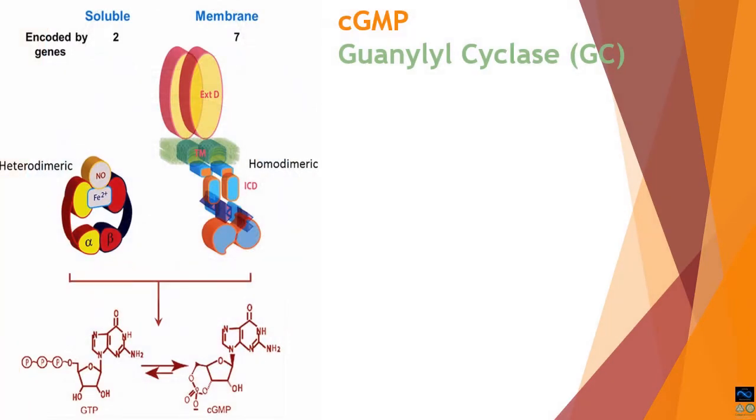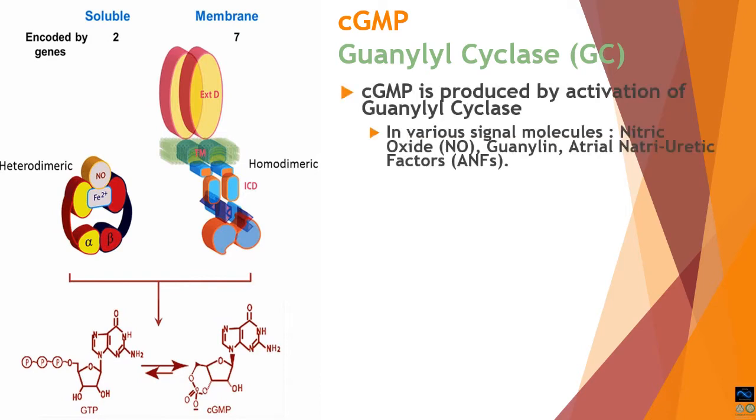Like the cyclic AMP molecule, the cyclic GMP molecule is also produced by cyclases, and here the effector enzyme responsible for the generation of cyclic GMP from GTP is guanylyl cyclase. Guanylyl cyclase responds to specific signal molecules like nitric oxide, guanylin, or atrial natriuretic factors. When the receptor gets activated by these ligands, guanylyl cyclase is activated, which in turn produces cGMP as the second messenger for the response to these hormones.